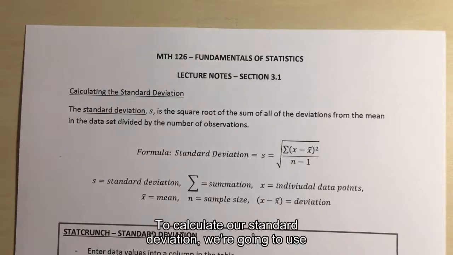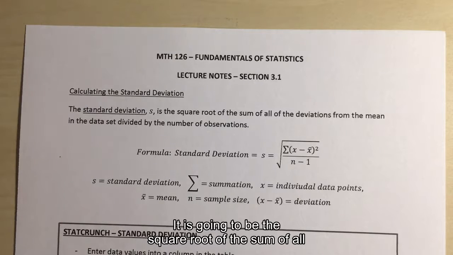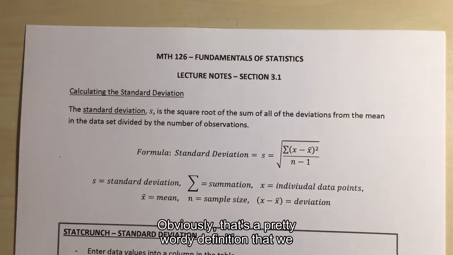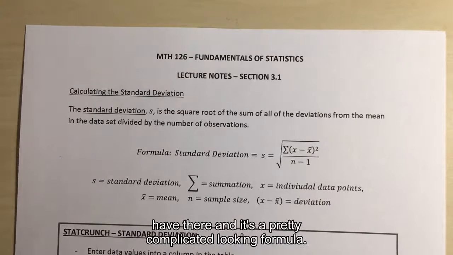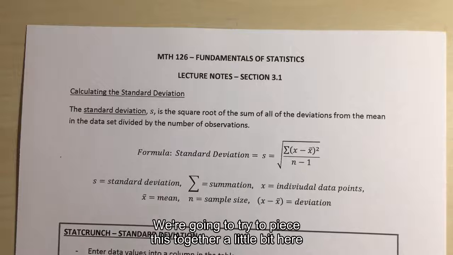All right, so to calculate our standard deviation, we're going to use the letter S to represent our standard deviation. It is going to be the square root of the sum of all of the deviations from the mean in the data set divided by the number of observations. Obviously, that's a pretty wordy definition, and it's a pretty complicated looking formula. So we're going to try to piece this together a little bit here.